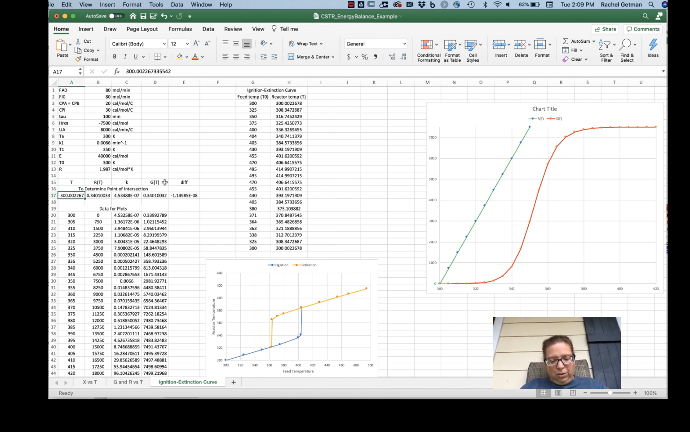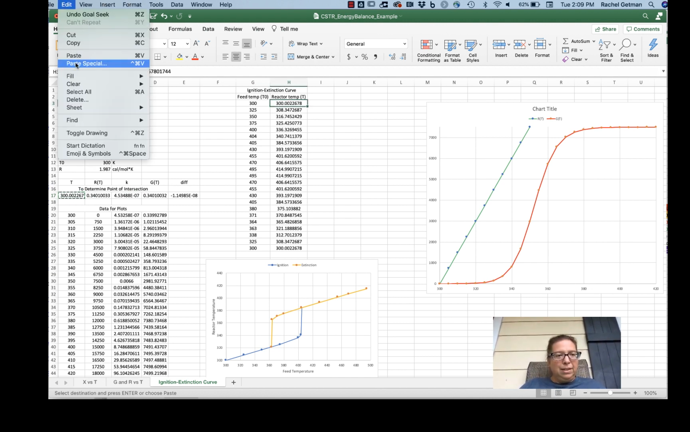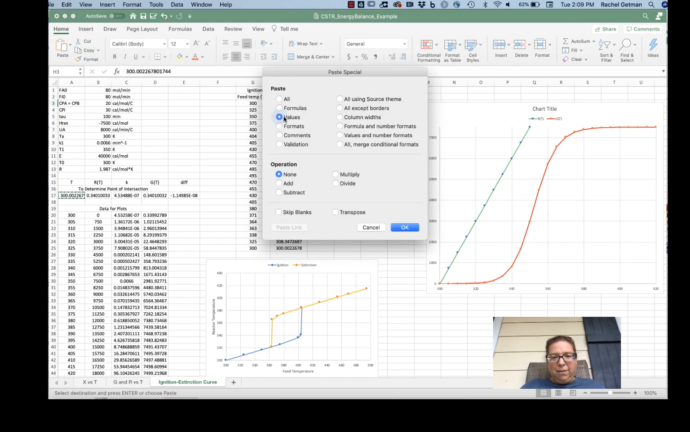So what I'm going to do here is copy this value and paste it here. I'm going to say paste special, and I'm going to say values.